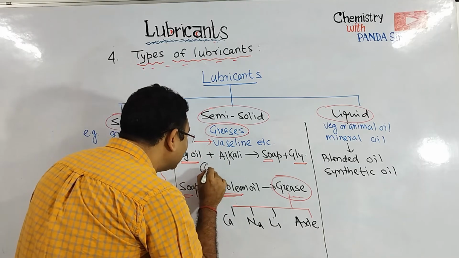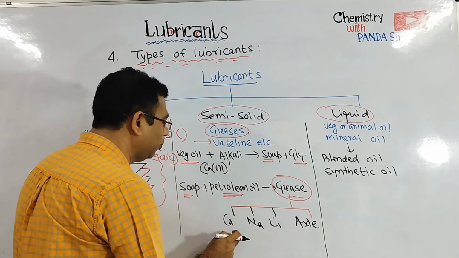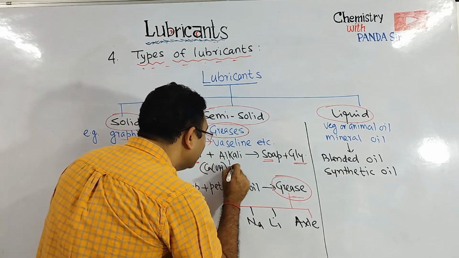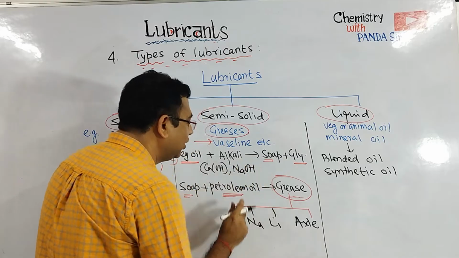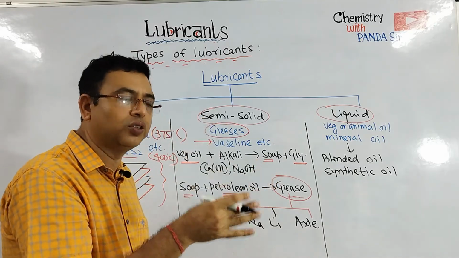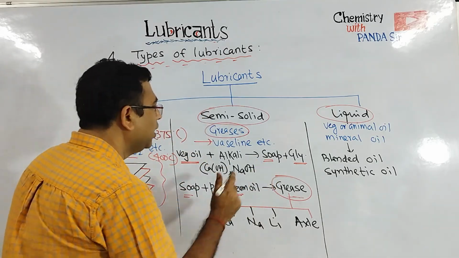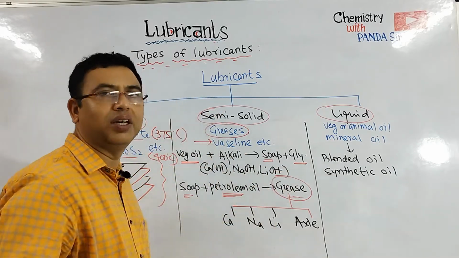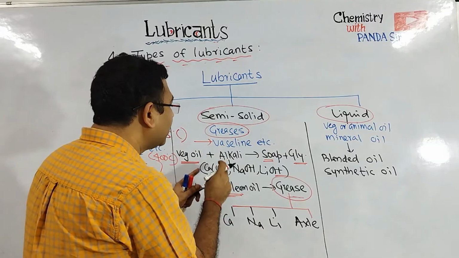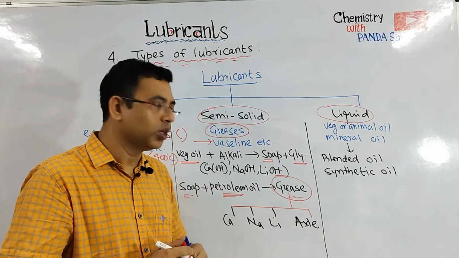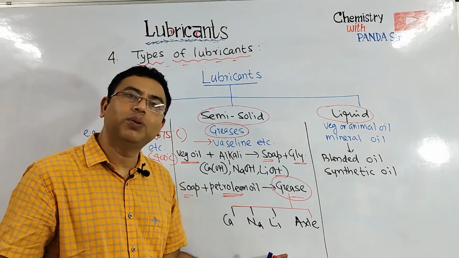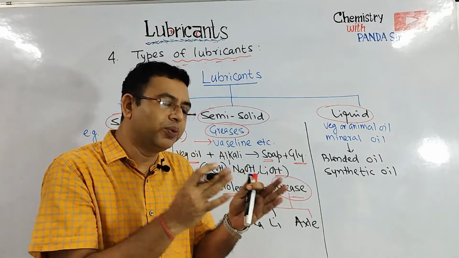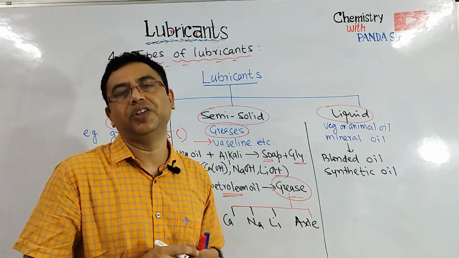If I am using calcium hydroxide, then it will be known as calcium based grease, or cup grease. If I am using sodium hydroxide, then it will be known as a sodium based grease or soda based grease. If I am using lithium hydroxide, then it will be known as a lithium based grease. Okay, so what kind of alkali you are using will give you the name of the grease, and not only that, obviously the property is going to change from the moment I change the nature of the alkali.